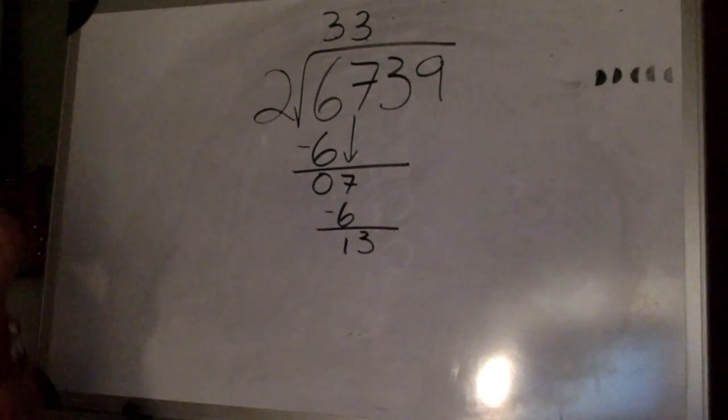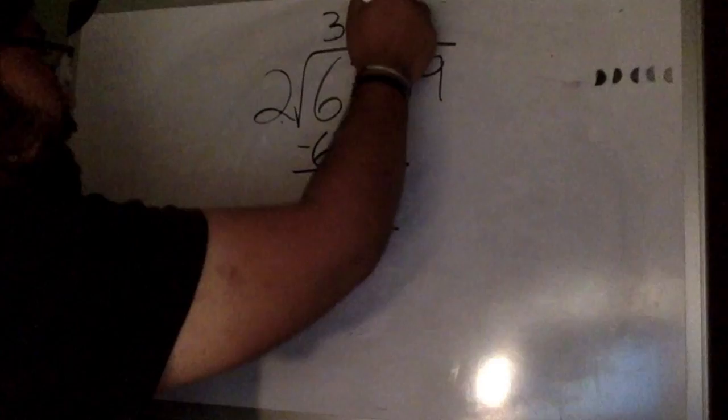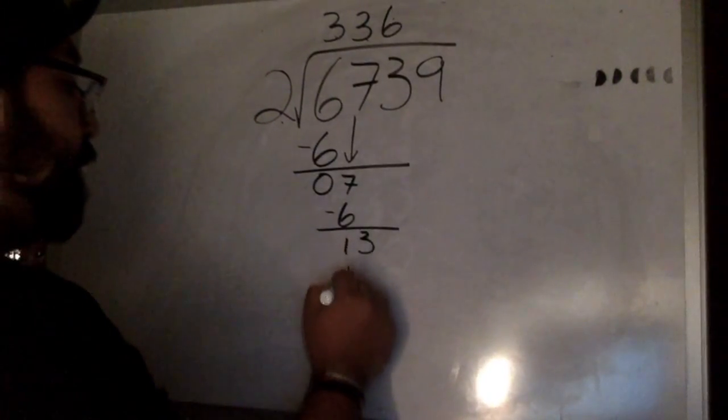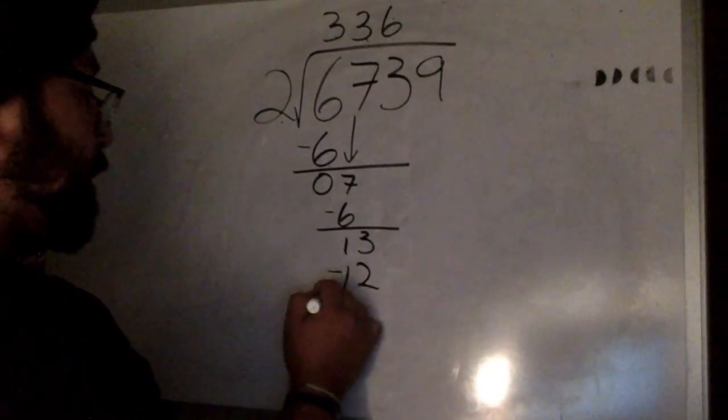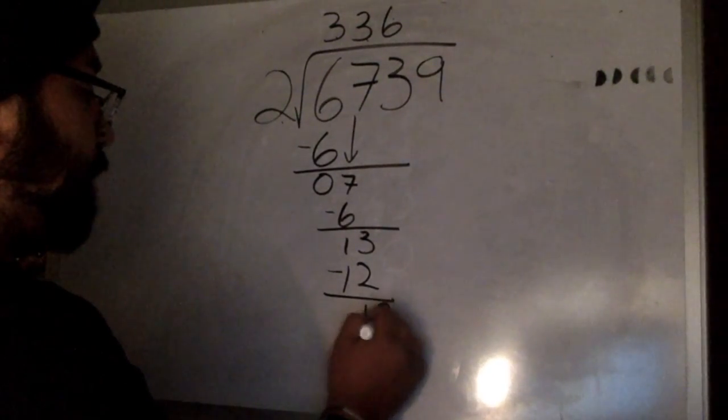Well, let's check. 2 times 1 is 2. 2 times 2 is 4. 2 times 3 is 6. 2 times 4 is 8. 2 times 5 is 10. 2 times 6 is 12. And 2 times 7 is 14. 14 was too much. So 2 times 6 equals 12. 13 minus 12 equals 1. And drop the 9.